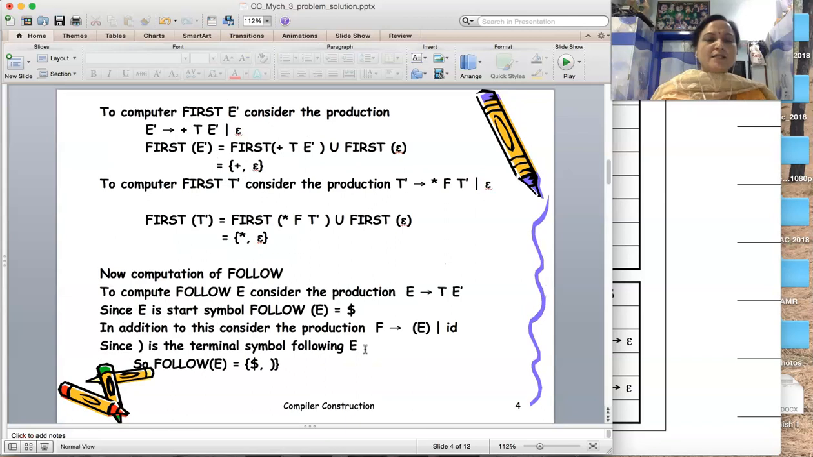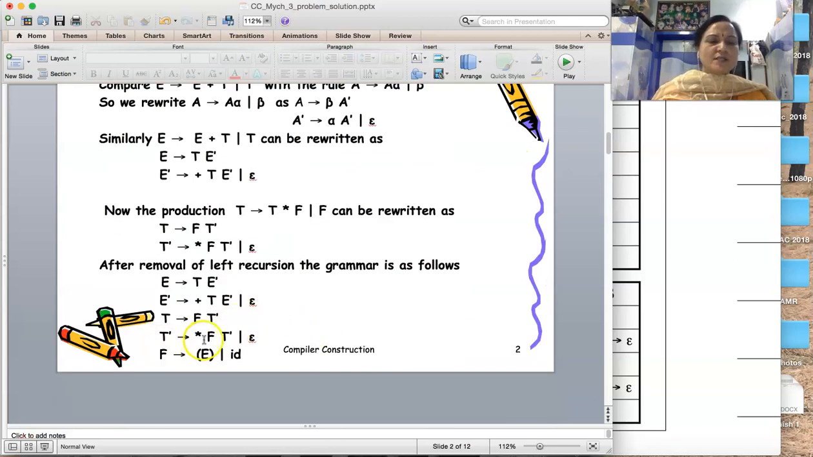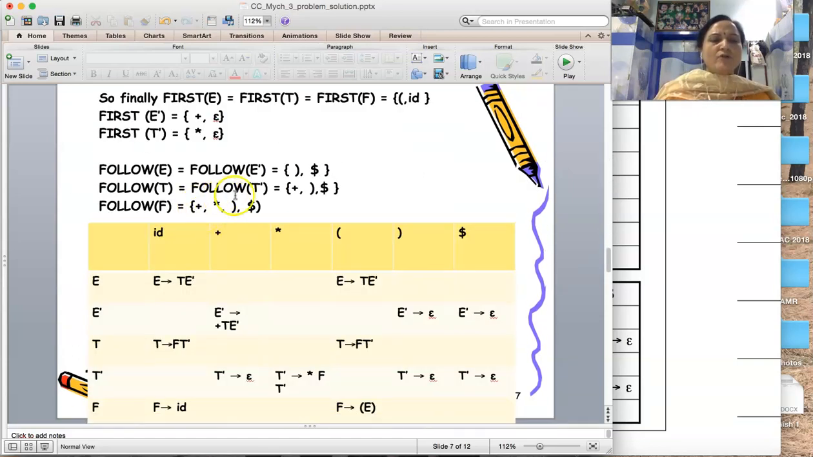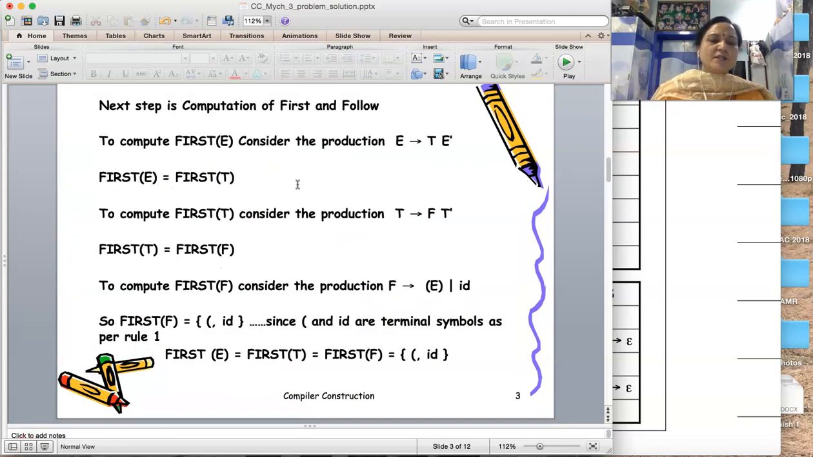So T dash is having two productions. One is star F T dash, another is epsilon. So below star we have already written the production T dash tends to star F T dash. Now for epsilon we have to compute follow of T dash. Follow of T dash is plus, closing bracket, dollar. So below plus, closing bracket and dollar we should write the second production of T dash, that is T dash tends to epsilon.